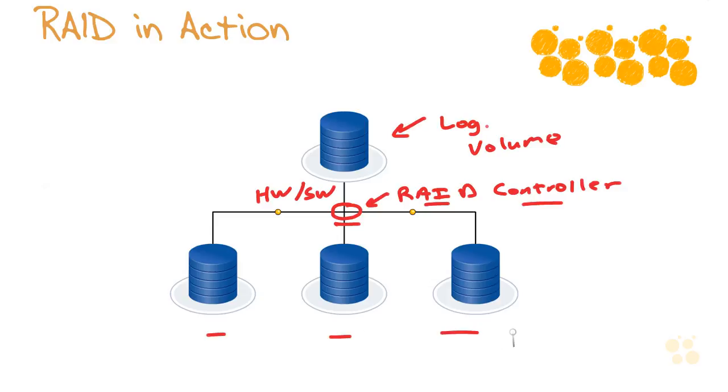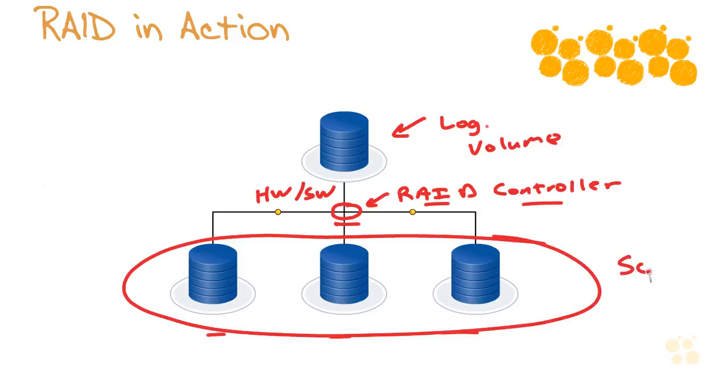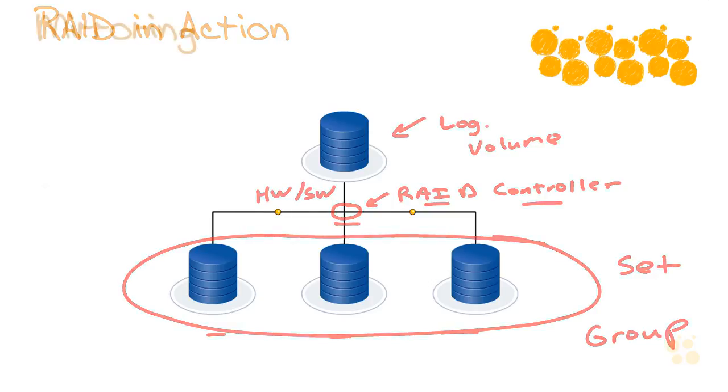Then we have the physical disks themselves. Might be 2 disks, might be 3 disks, might be 8 disks, might be 16 disks that make up what is called a RAID set, or you'll often see the terminology RAID group. So before we move any further, make sure you understand this vocabulary about RAID itself.